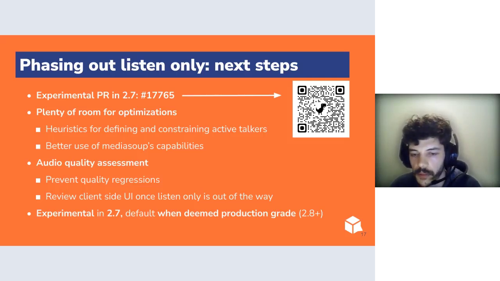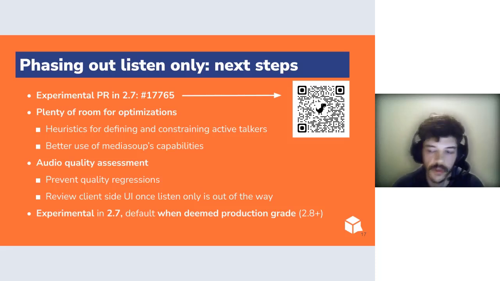There's plenty of room for optimizations in this pull request, so we have to come up with heuristics for defining and constraining the maximum number of active talkers. As I mentioned, a meeting with 20 people talking at the same time is not useful, but we need ways to constrain that as not to hinder the end user, and preferably do that automatically.